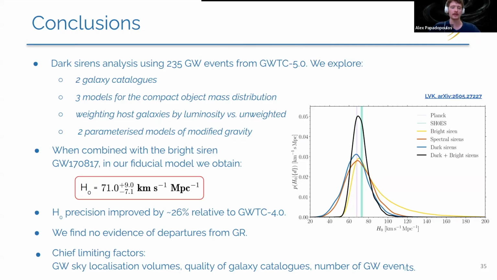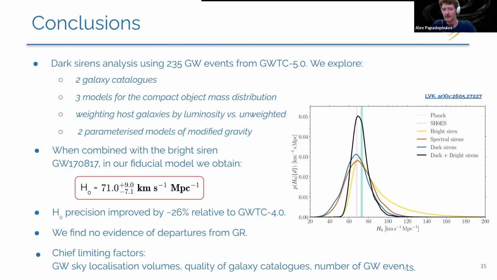We also consider these two parameterized models of modified gravity. We find that our constraints on these have improved quite significantly since our previous catalog was released, but we don't find any departures from GR. Overall, our H0 precision has improved quite significantly relative to our last catalog. We've got a 26% improvement, and overall we have an 11% constraint on the Hubble constant.